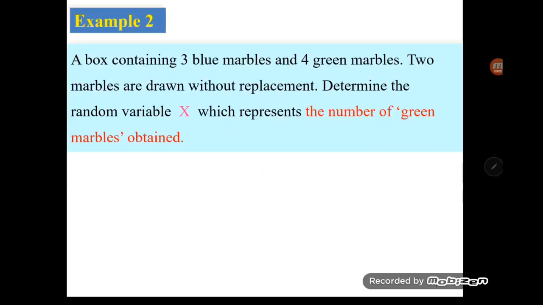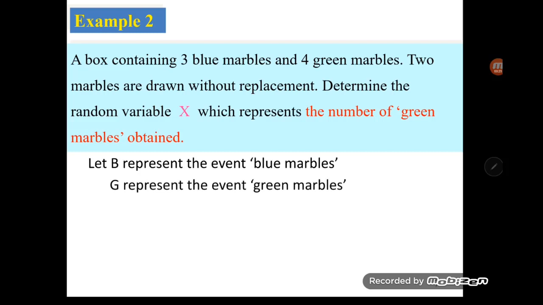Let's look at example 2. A box contains 3 blue marbles and 4 green marbles. 2 marbles are drawn without replacement. Determine the random variable X, which represents the number of green marbles obtained. First, let B represent the event of getting a blue marble, and let G represent the event of getting a green marble.